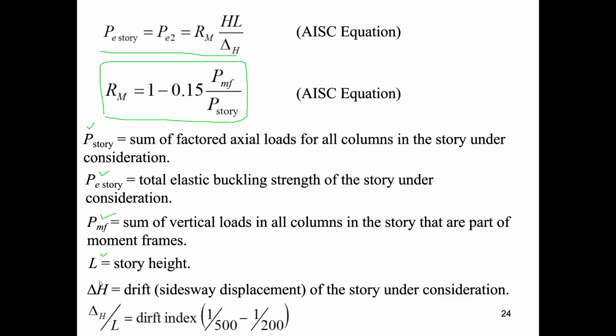L is the story height. Delta H is the drift or sideway displacement of the story under consideration. And delta H over L is the drift index. The drift index ranges between 1 over 500 and 1 over 200.